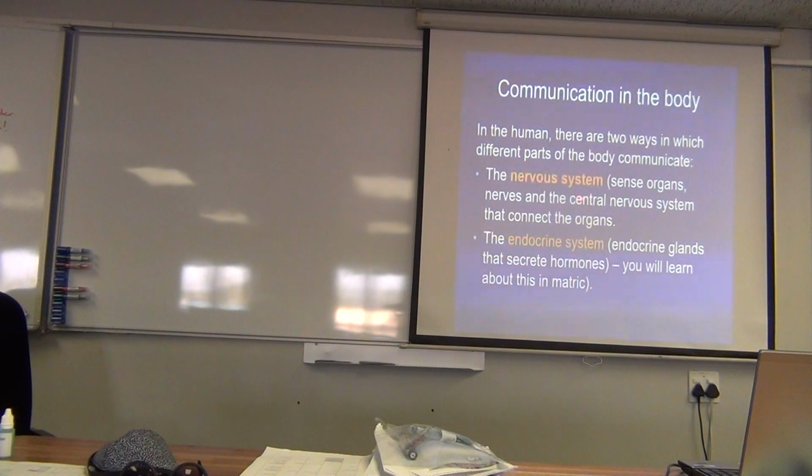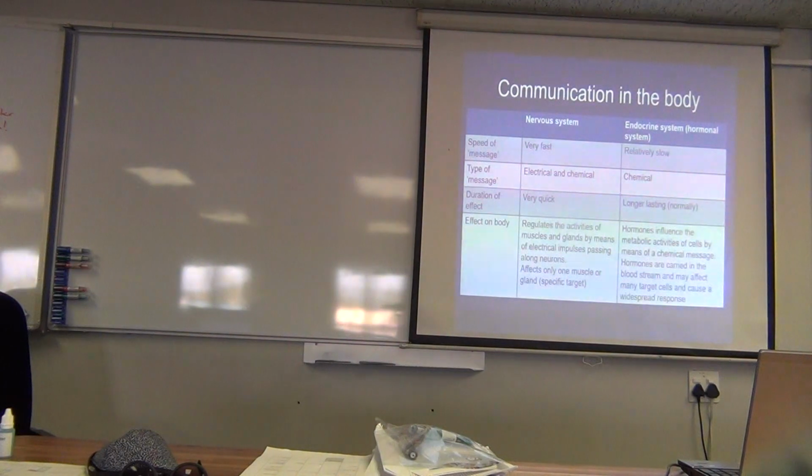The first one is the nervous system, and that is made up of the sense organs, the nerves, and what I'm going to call the central nervous system, and I'll explain that to you later on, that connects the organs. And secondly, the endocrine system. And those are the glands that secrete hormones, and you'll learn about that particular section when you reach the track. All right.